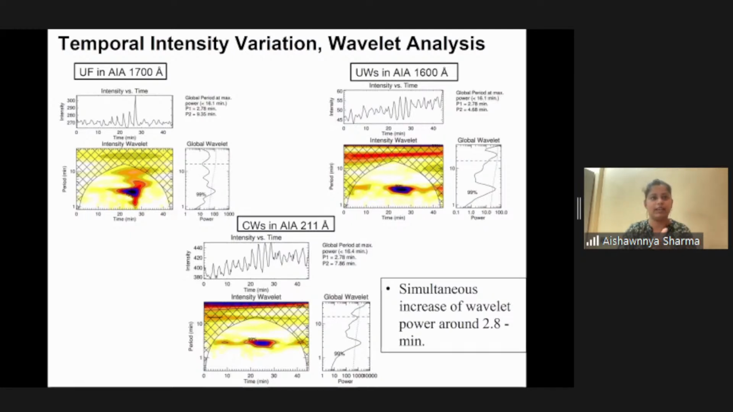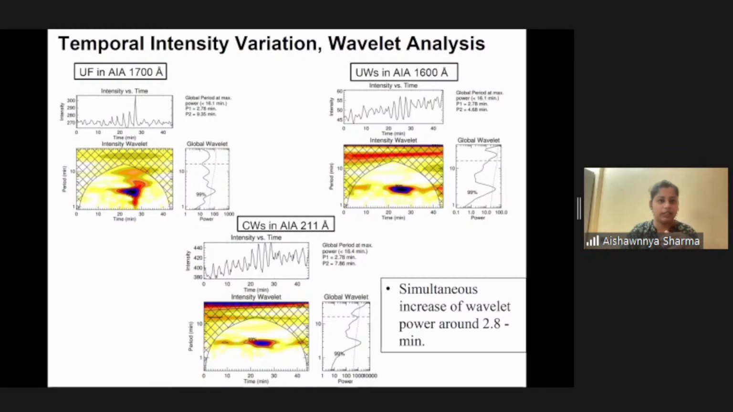So you can see in the left panel this UF in AIA 1700 angstrom. This is a photospheric, lower atmospheric channel. The upper panel is called the light curve, meaning it is intensity on the y-axis versus time, and we can see how the intensity is changing with time. Now when these flashes are happening, around 15 to 30 minutes, there is a sudden sharp increase in the intensity. Actually this is the time when those flashes were happening.